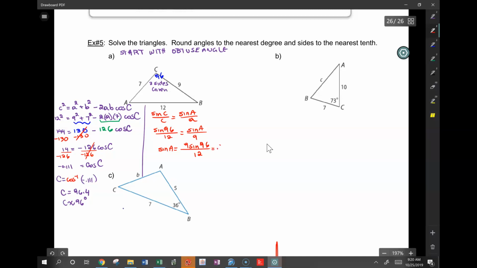And that's 0.7459. So A is inverse sine of that. How much is A? Right, 48 degrees. Okay, question?